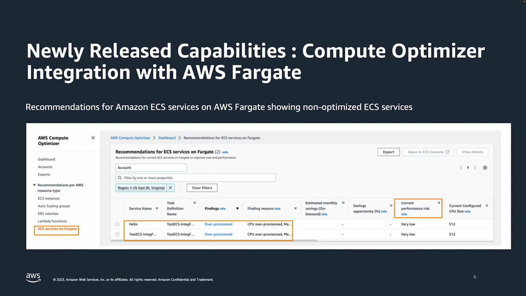A very low performance risk might mean that the current instance is predicted to always provide enough capability. The higher the performance risk, the more likely you should consider the recommendations generated by Compute Optimizer. You can see recommendations, recommended CPU and memory settings, current performance risk, and estimated monthly savings for each Amazon ECS service.